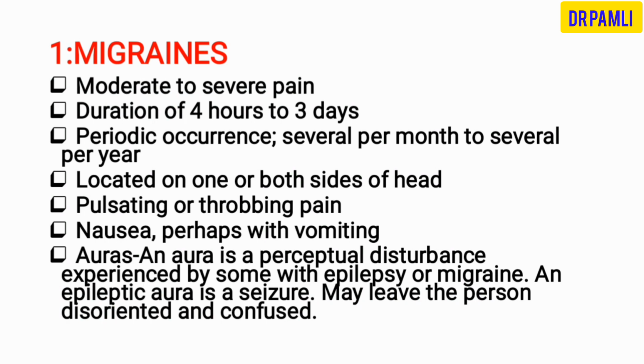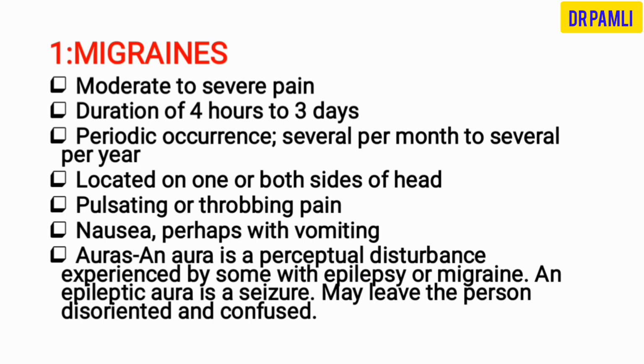Now, migraines: the patient will present with moderate to severe pain and duration of 4 hours to 3 days. Periodic occurrence, that is several per month to several per year, located on one or both sides of the head. They are pulsating and throbbing in manner, and sometimes there might be nausea and even vomiting.